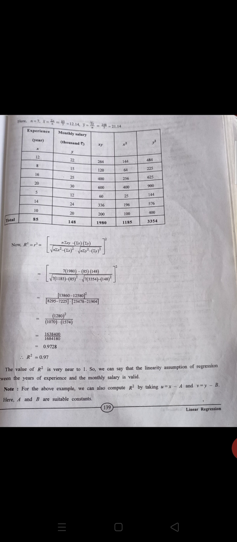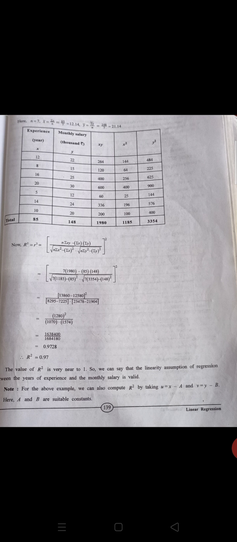Now what we have to do? Simple, we put the values in the formula. So n is equal to 7, sigma xy 1980 minus sigma x 85 into sigma y 148, whole divided by under root n equal to 7, sigma x square 1185 minus sigma x whole square 85 whole square. Same for sigma y, n equal to 7, sigma y square 3354 minus 148 whole square. We have to take the whole square because we have to find r square.